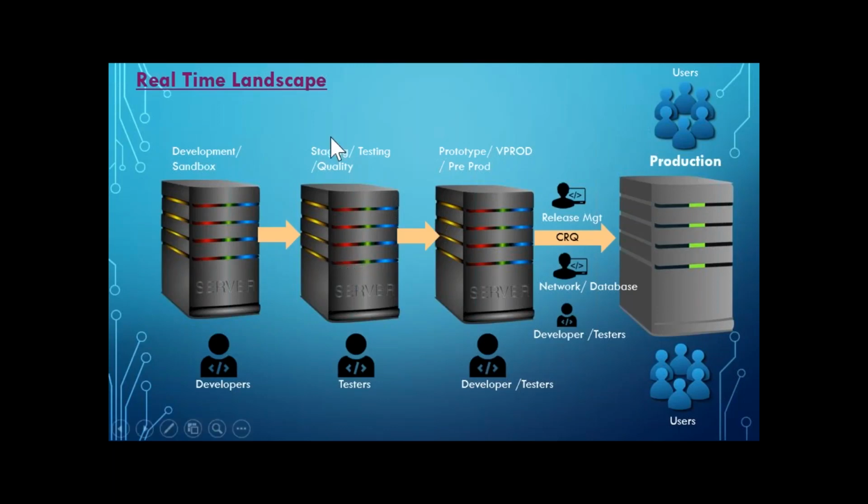Then that code will move to another server called prototype, vprod, pre-prod. What is vprod and pre-prod? It is nothing but a replication of your production. Now your code is fine. The users are in the production server. All are the same Salesforce, same look and feel. There is no difference; production doesn't look one way and this another. All will look the same: app manager, same setup, same user.